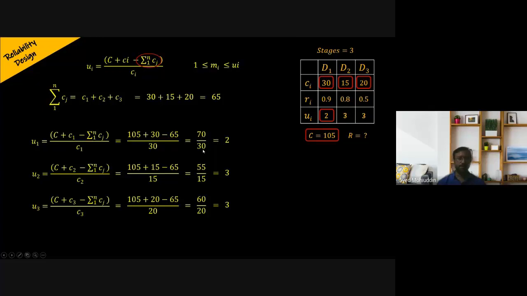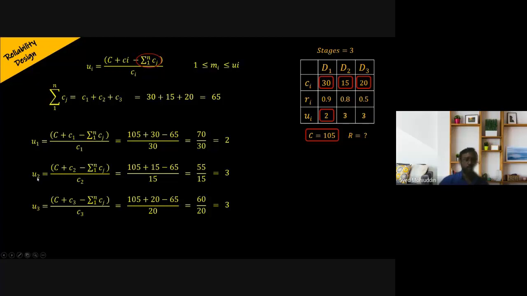That gives us 70 by 30, that's 7 by 3, and 7 by 3 is 2 point something. But we cannot take a fraction of a device. We have to take a whole device, so it is the floor value. U is going to be the floor value for any decimal we get. So it's going to be 2 in this case. So we can use 2 devices of D1 at that stage.